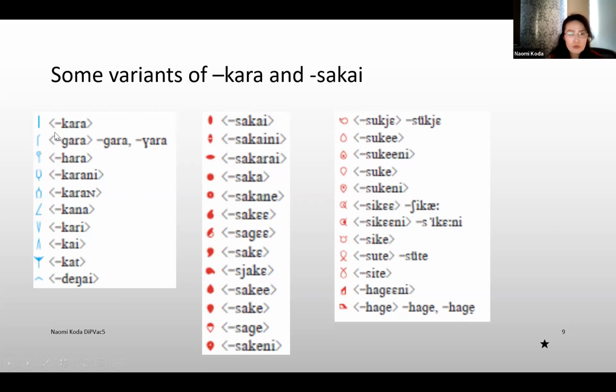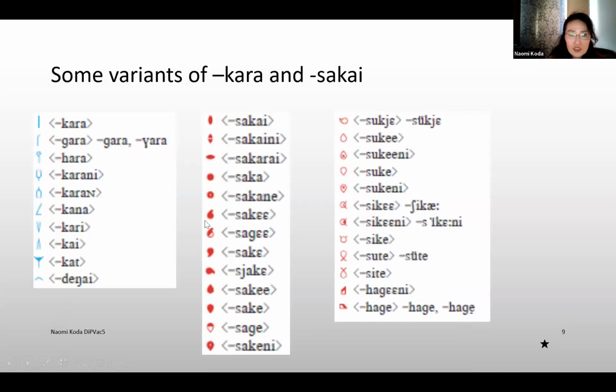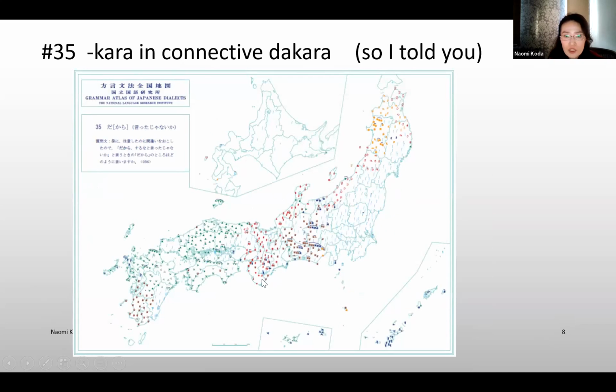In the case of variation of から, がら、からに、からん, etc. So, 境に is this red spot, and if we see this number 35, we can see that around the west area, including Kyoto, Osaka, Fukui, people use Sakai variants.